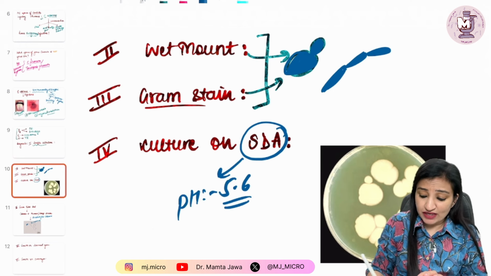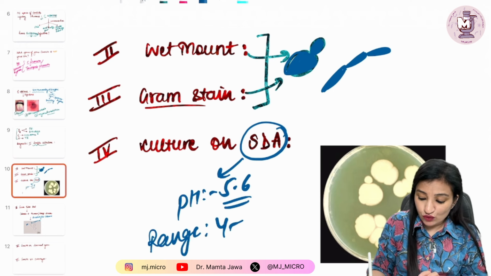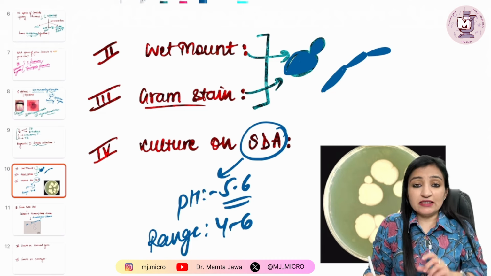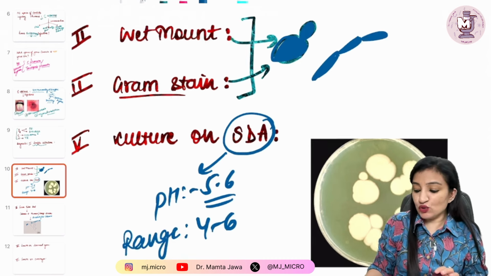pH average is 5.6 and the range of pH is 4 to 6. Now on this medium SDA, the colonies of Candida albicans look like this.